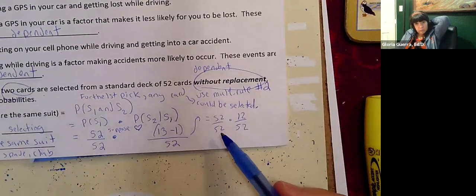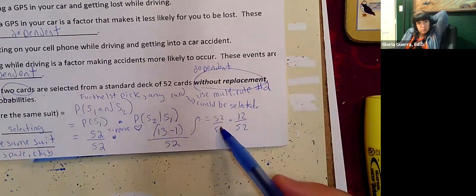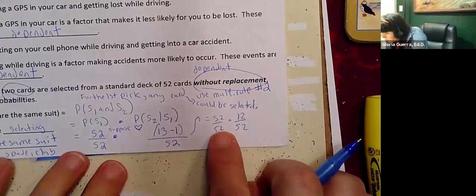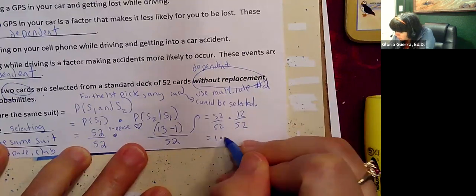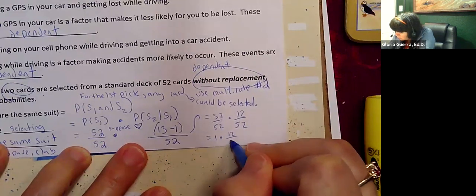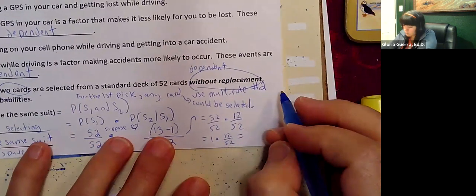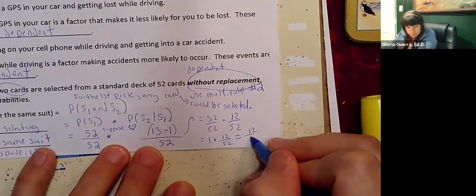Whenever you multiply fractions, technically you multiply straight across, but remember this is actually 1. 52 over 52 is 1. So 1 times 12 over 52 gives you 12 over 50.